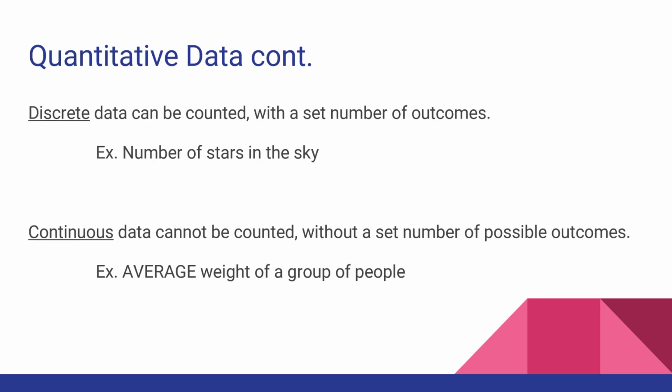Within quantitative data, we also have another subdivision into discrete data and continuous data. Discrete data is data that can be counted. You can think of it this way. You have a little robot and it's just sitting there and churning out every possible outcome, or it's counting your data. For example, if you're going to count the number of stars in the sky, you can just imagine your little robot counting out 1, 2, 3, 4, 5, 6, 7, 8, 9, 10.